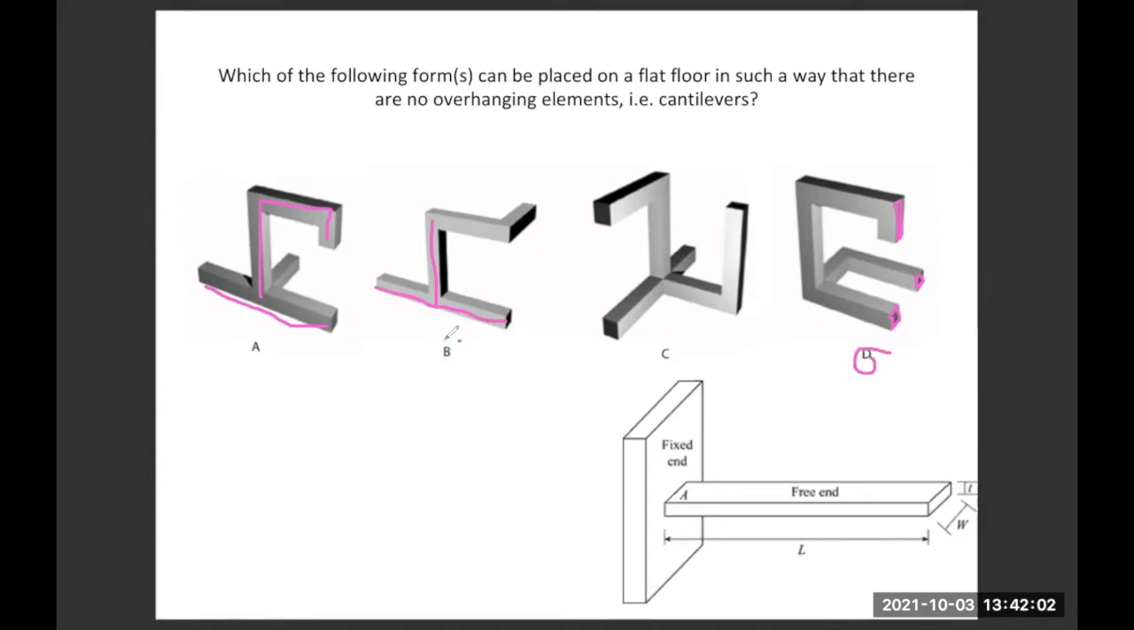Ma'am, in option C, if you put that side on the floor, that black one, then it will not have an overhang either. ये होगा ना, ये overhang है ना? Then these two are overhangs in that case. If you don't get these two on the floor, तो ये overhang रहेगा because there is no support at the bottom here.